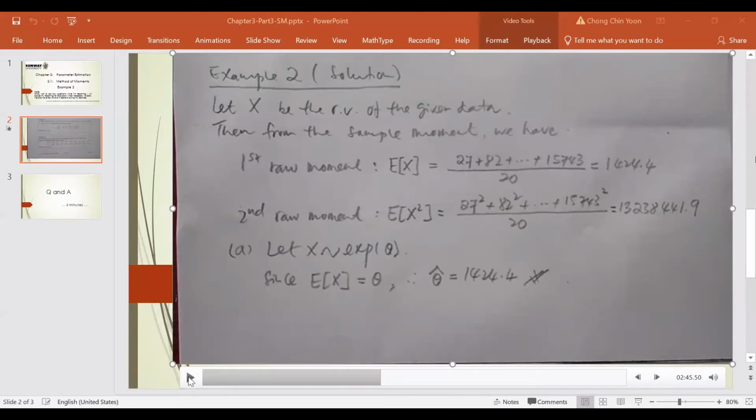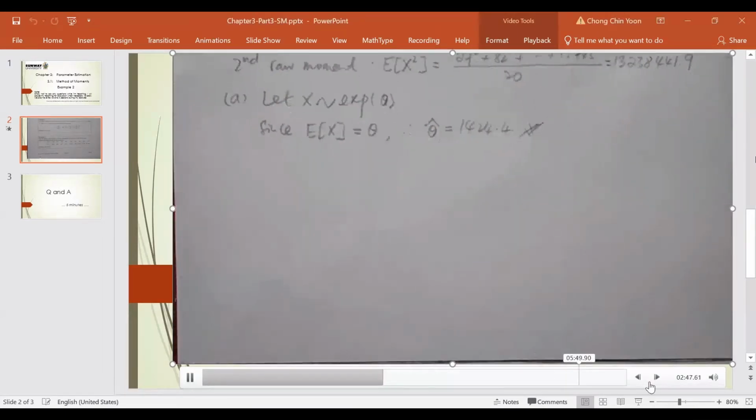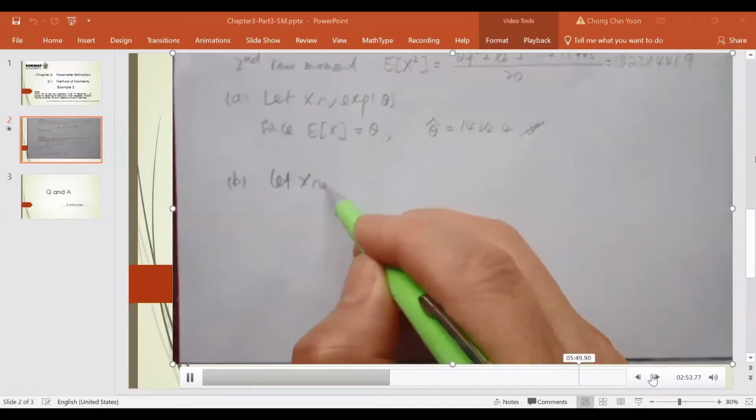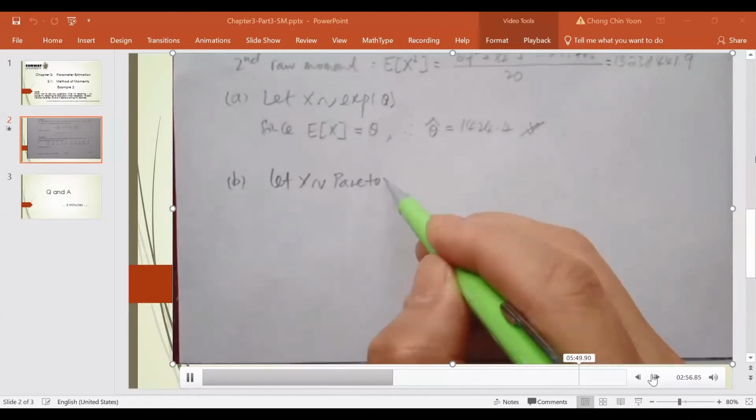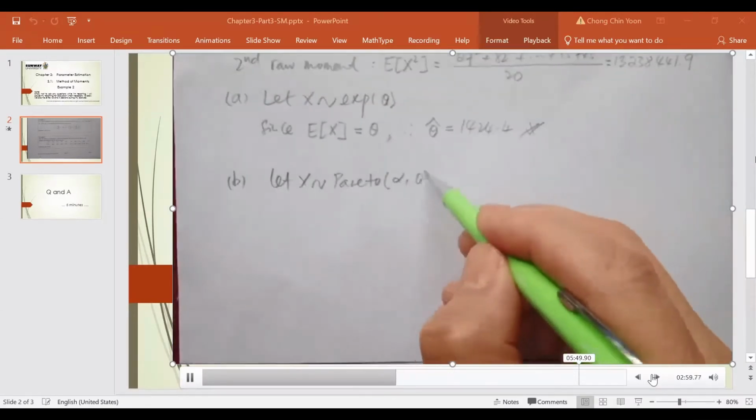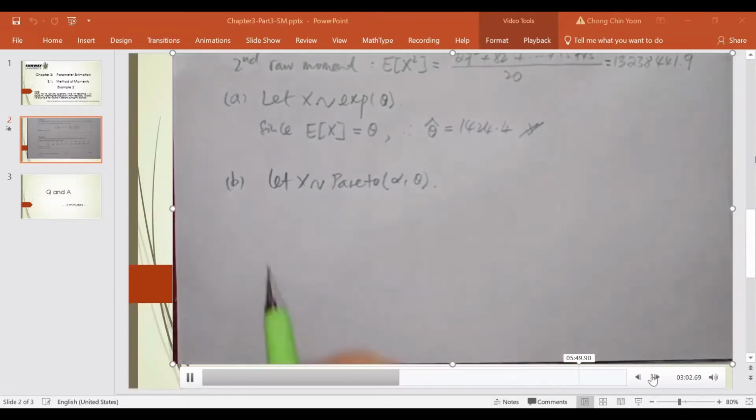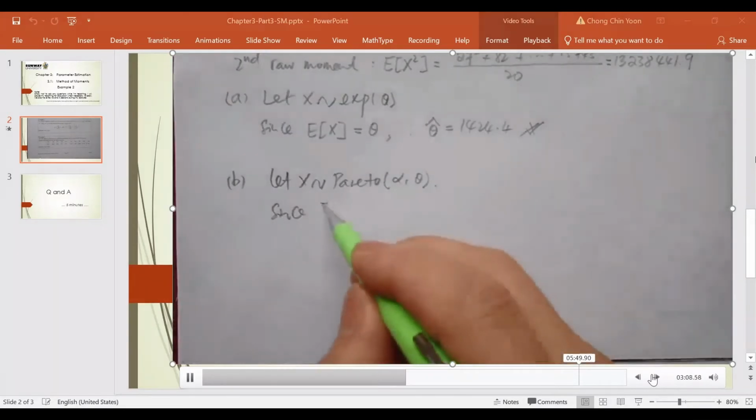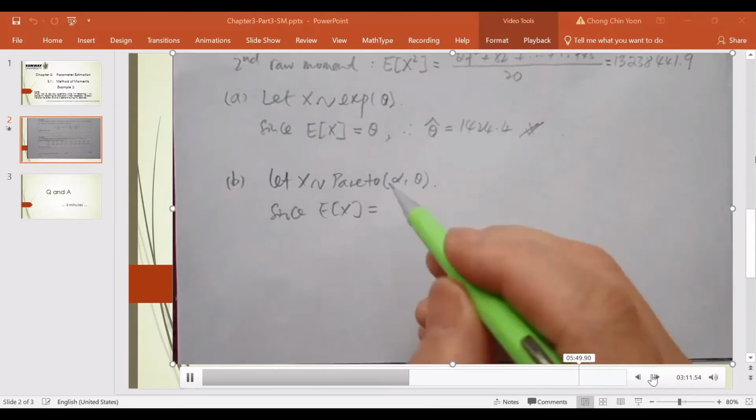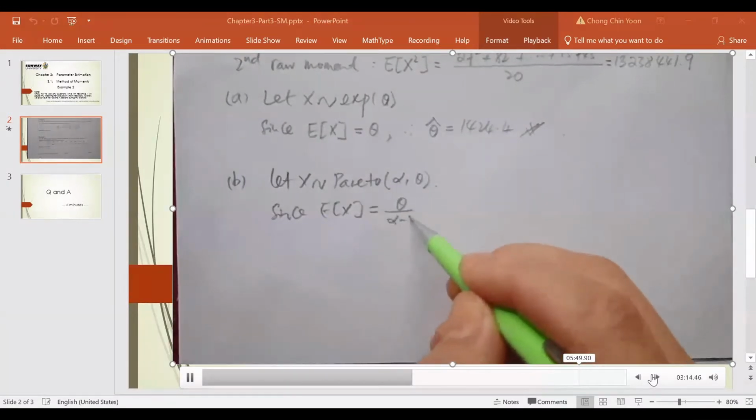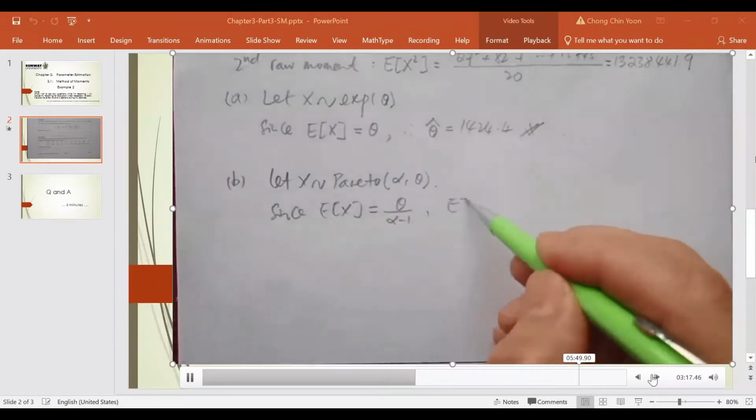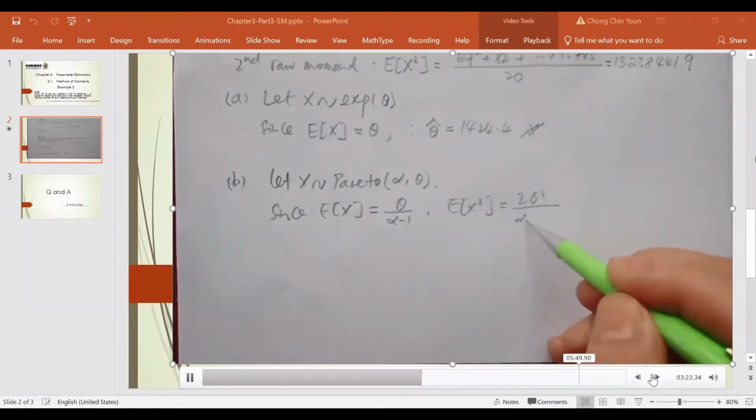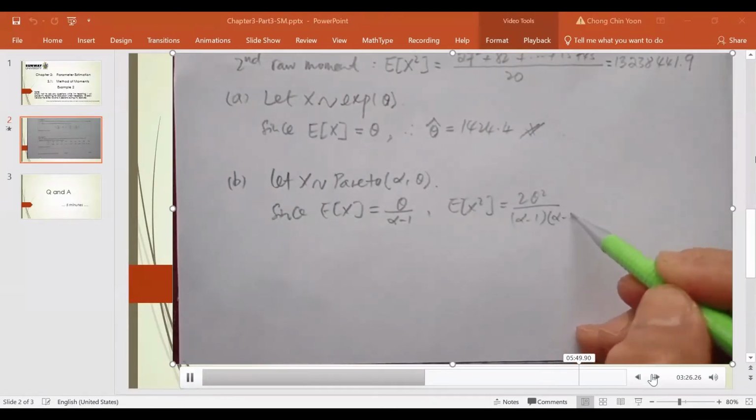Let's go to part B. Now assume X is Pareto distributed with the parameters alpha and theta. From table C, we know that the first raw moment is equal to theta over alpha minus 1, and the second raw moment is equal to 2 theta squared divided by alpha minus 1 times alpha minus 2.